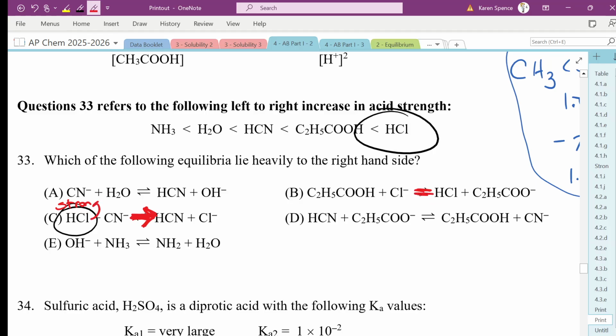And this one here, this is also going to go all the way to products, or sorry, reactants. So if they'd asked you which lay most heavily to the left-hand side, that would be B, but they're looking for the right-hand side, so that is C. Mm-hmm. Because it can. If we put a one-way arrow, it would be obvious. Yeah. Any other questions? Yes. 19 regular, yes.